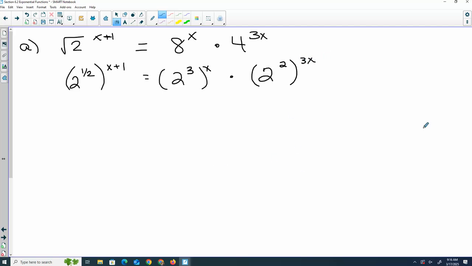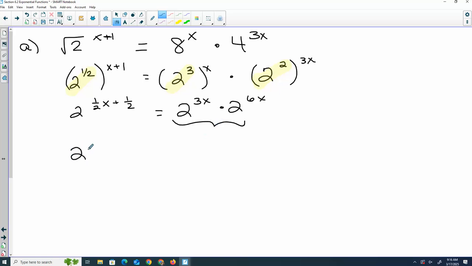I just rewrote it. 2 to the 2nd power is 4. 2 to the 3rd is 8. 2 to the 1/2 is the square root of 2. So we didn't change anything. We just rewrote it. Now with these exponents, power to a power you multiply. So we get 1/2 x plus 1/2 equals 2 to the 3x times 2 to the 6x. If these are multiplied, what did we do with their exponents? Add them.